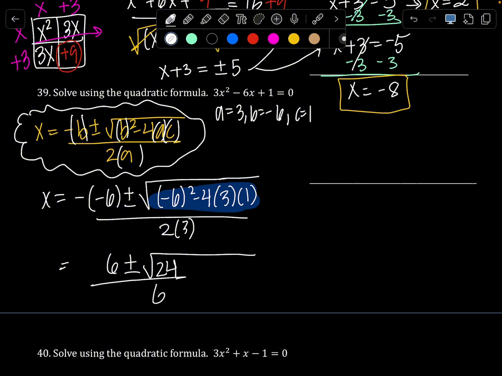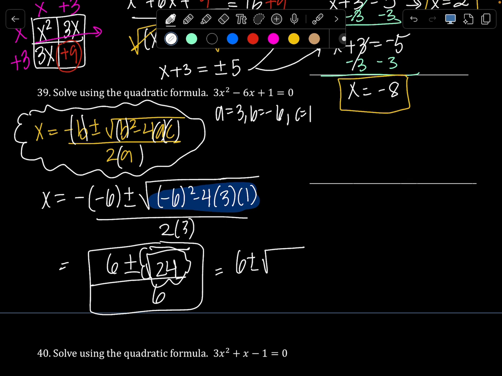over 6. I had a student mention, hey, Miss Sanchez, I don't know if this is how you want my answer to be. I said, you know what? On the exam, I'm going to make it even easier. But right now I'm going to show you how to simplify that. Because we know what 24 is. It's 6 times 4, and 4 is a perfect square.